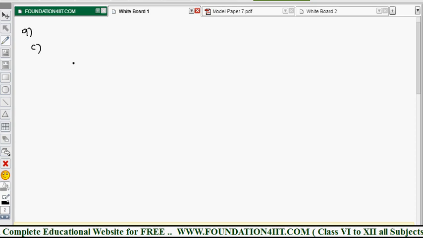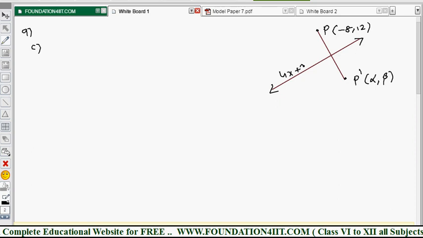So one point P is (8, -12), and we need its image in the line mirror. If you take this, this is one line and one more line is the mirror here. The point P is (-8, 12). You should find out the image, that is P dash. Let it be (alpha, beta), and this is the line given for this reflection: 4x + 7y + 30 = 0.